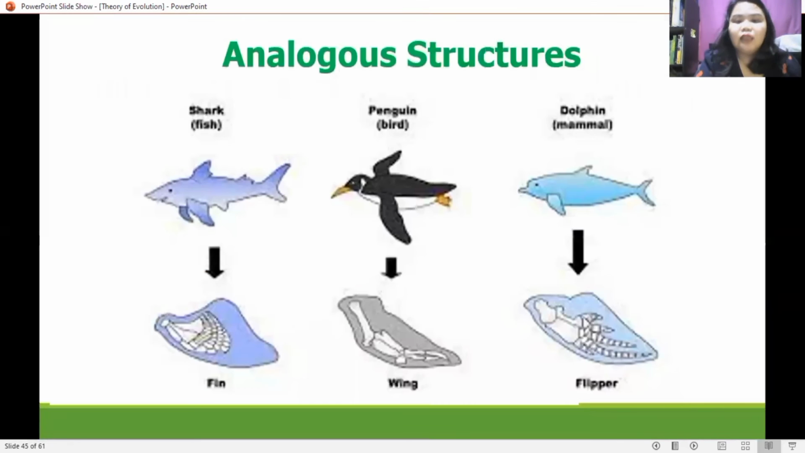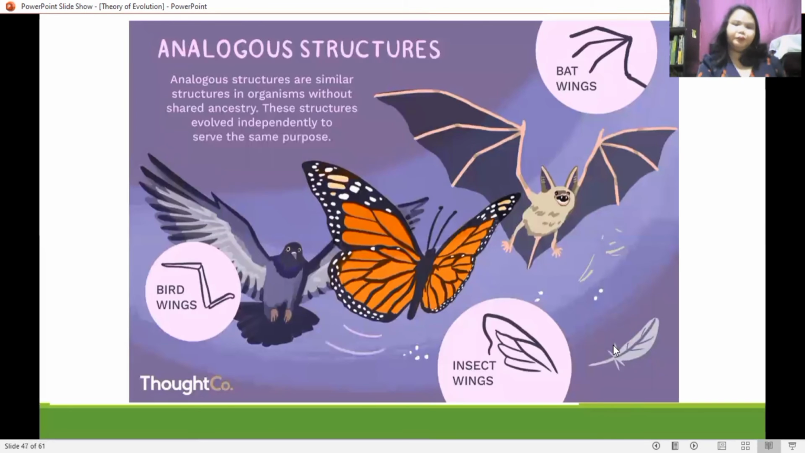All right, and then another type of structure for comparative anatomy is the analogous structure. When we say analogous structures, these are body parts of organisms that may perform the same functions but are of different origins. For example, here I have the shark fish, which has a fin. The penguin, the bird, has a wing. And the dolphin, the mammal, has a flipper.